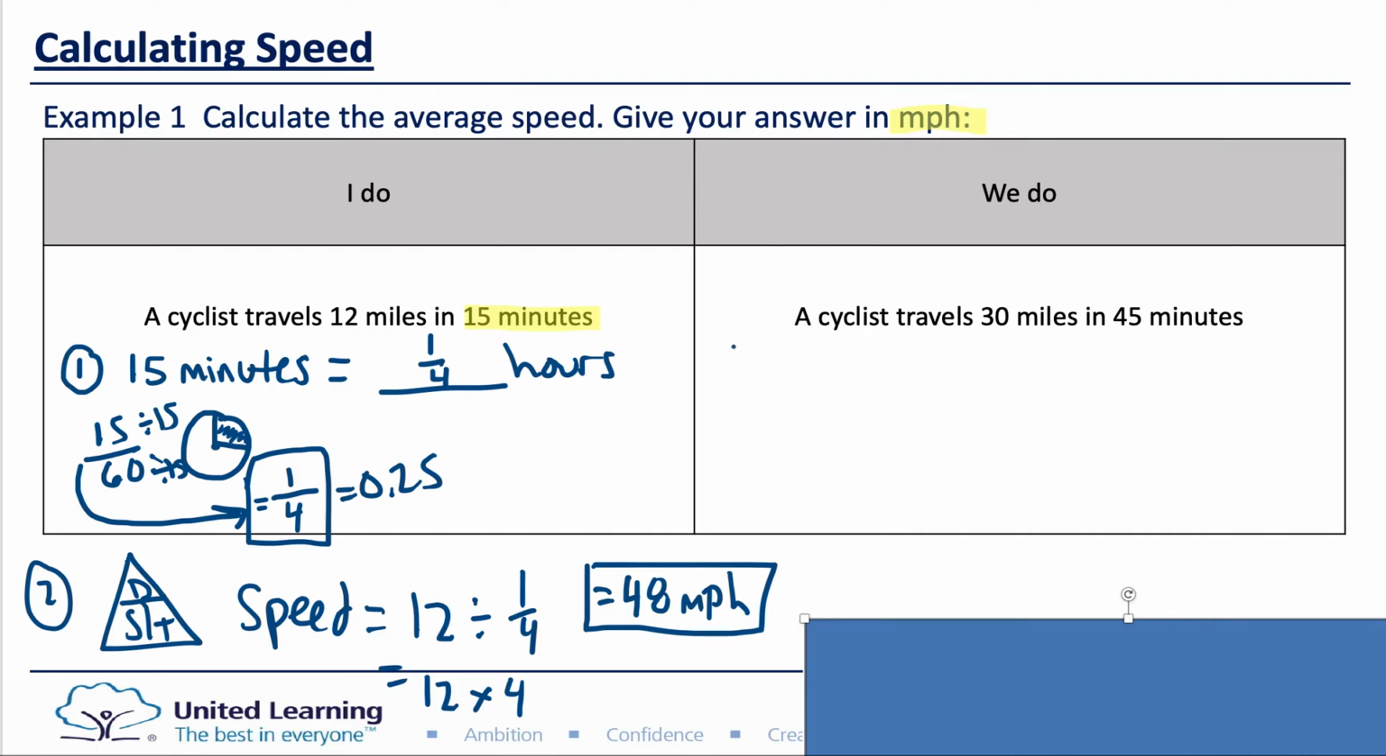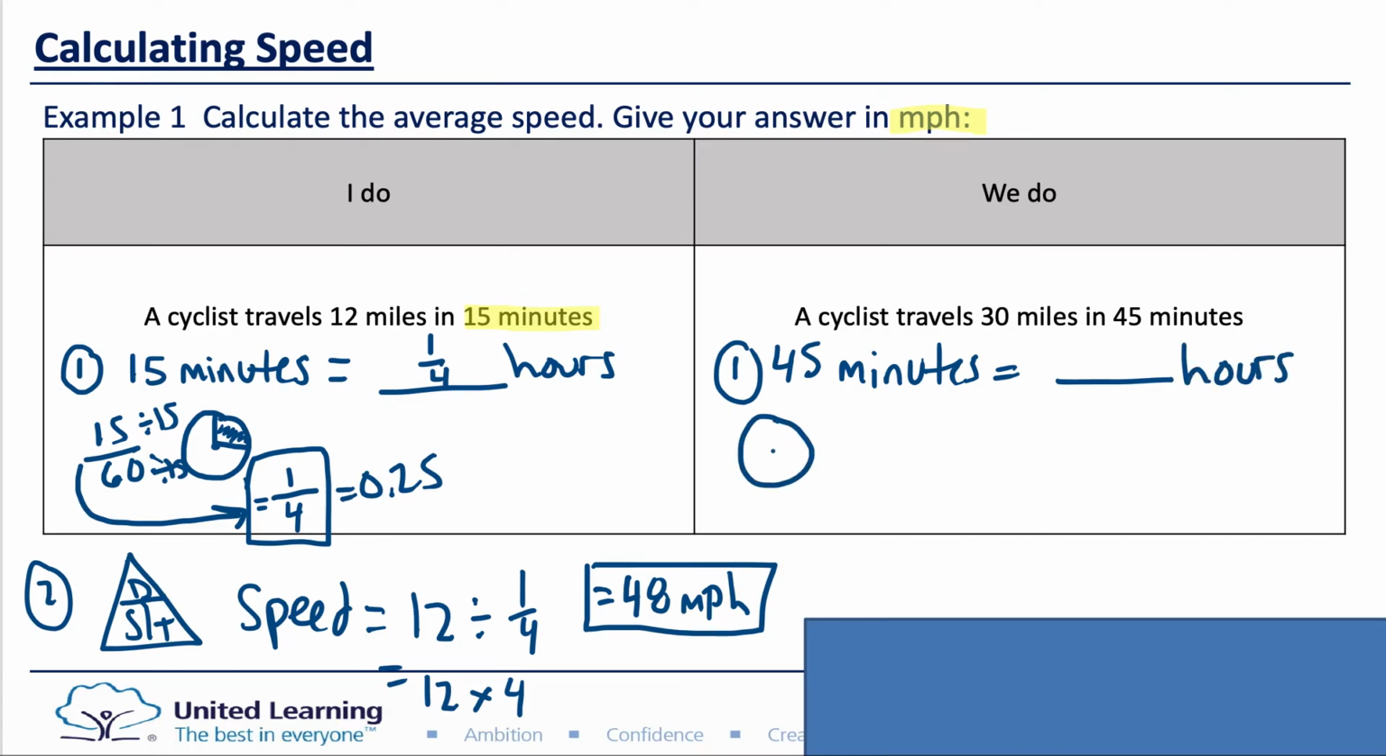All right, let's find out. So step 1, 45 minutes is how many hours? Again, the easiest approach for me would be just thinking about that analog clock. Everybody get a watch. If I know that 45 minutes has passed, that's now this portion of the whole watch. Notice that is 3/4. So I'm going to fill that in here.